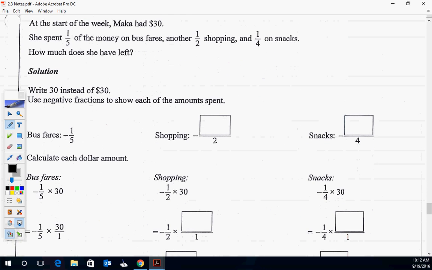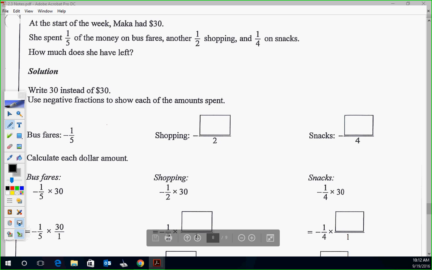All right. So it's the one applied problem. At the start of the week, Maka had $30. She spent 1/5 of the money on bus fares, 1/2 on shopping, and 1/4 on snacks. How much does she have left? So what you're doing is you want to figure out how much money she spent. For example, she did bus fares as negative 1/5. Why are they saying negative? Because she lost the money. Yeah, she's spending it, so it's negative. We already know this is negative 1/2, this is negative 1/4. So all we're going to do is multiply those fractions by the money of 30 to figure out how much she spent.